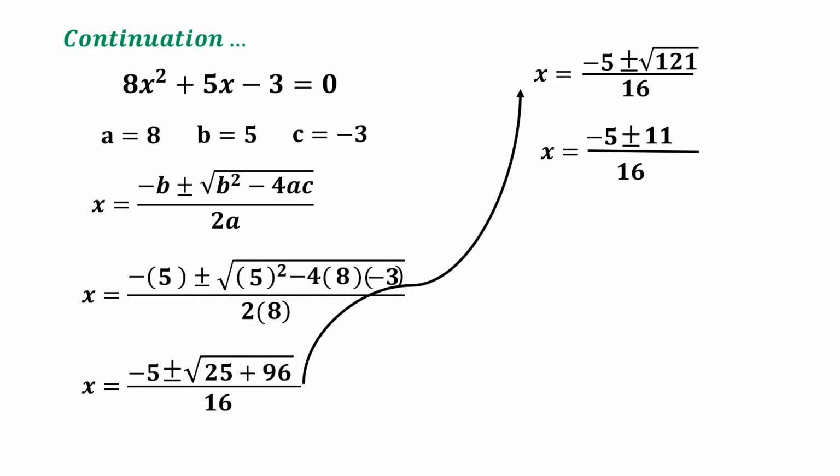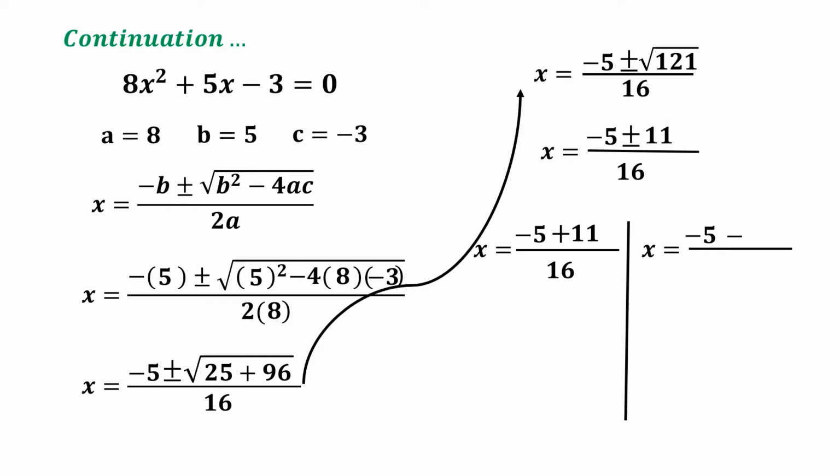Let us now separate the equation to find the roots of the equation. We have x is equal to negative 5 plus 11 over 16, and x is equal to negative 5 minus 11 over 16. Let us have x is equal to negative 5 plus 11 over 16. So we have x is equal to negative 5 plus 11 is equal to 6 over 16. If we reduce the answer to lowest terms, we need to divide both numerator and denominator by 2. The answer will be 3 over 8.